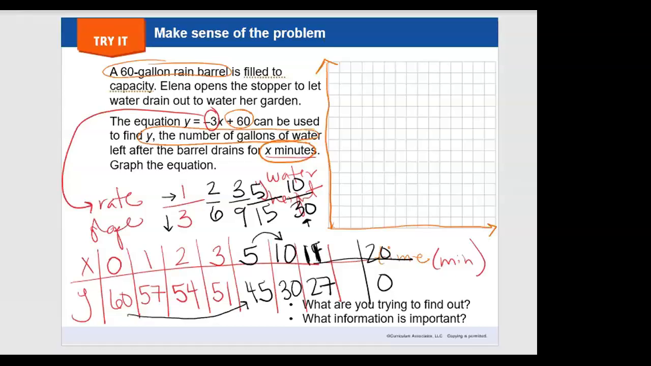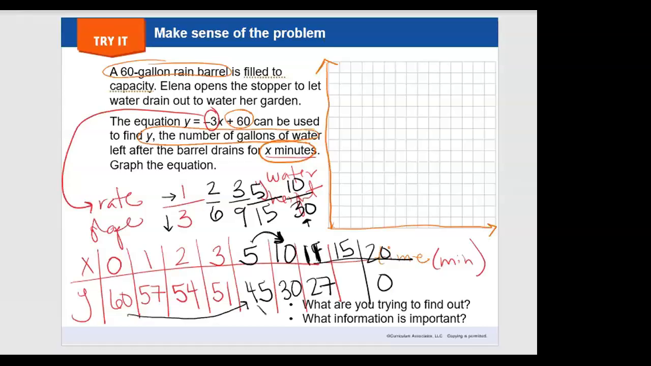Okay, let's do another one. 24, and then 15 would be 21. After 15 minutes, it would be 3? No, 15. Actually, it'd be 15 over 15, I think. What do you think? Let's go back here. Notice we went from 5 minutes to 10 minutes, so that had a change of 5.